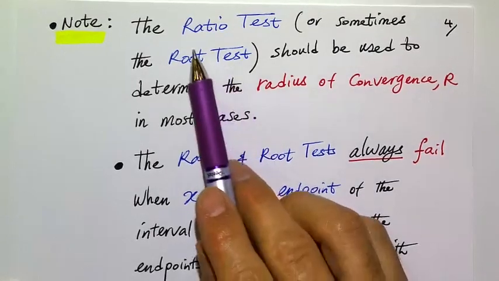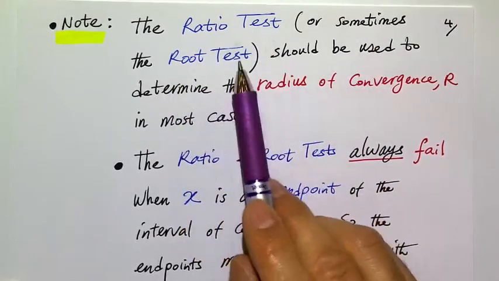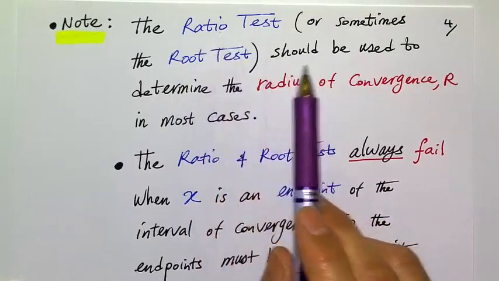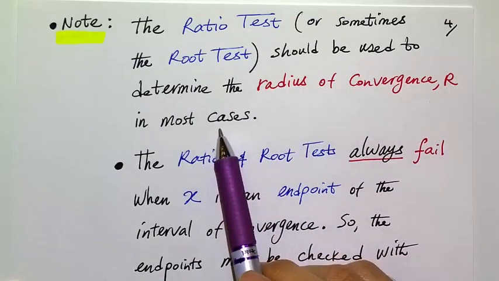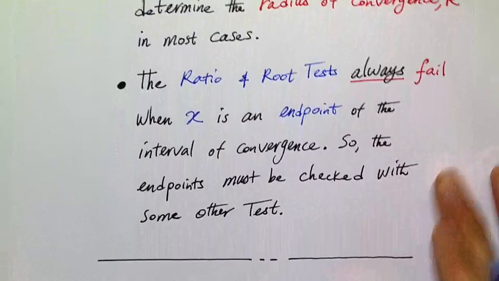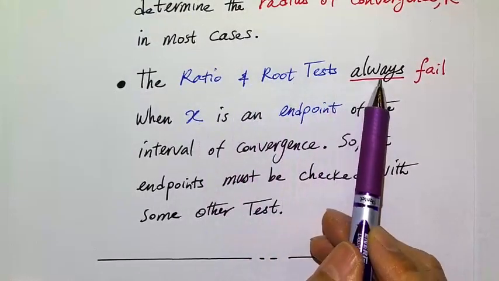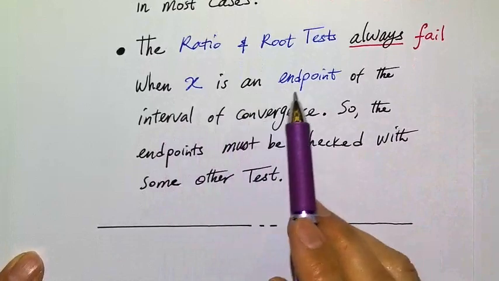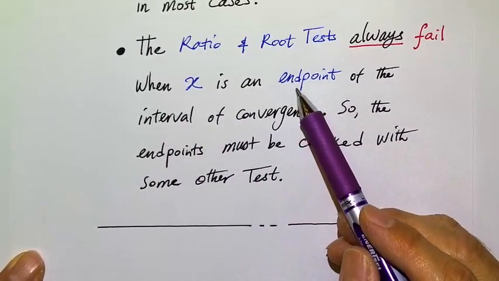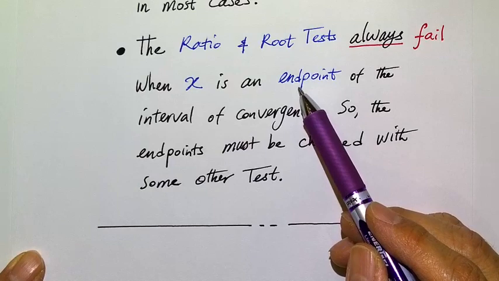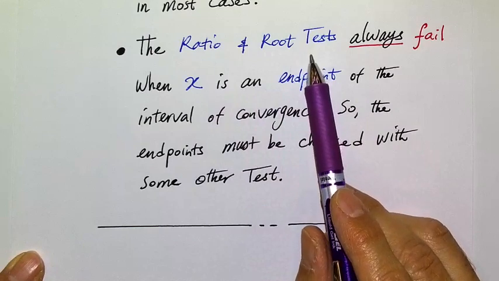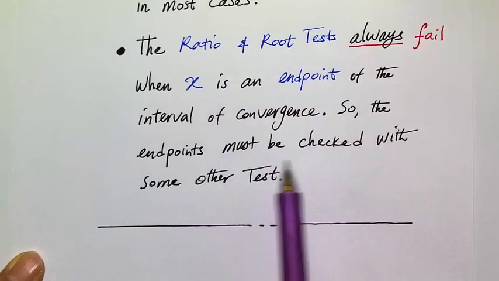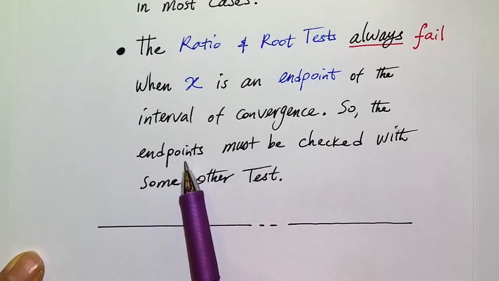So here's a note: the ratio test, or sometimes the root test, which is sometimes easier to apply than the ratio test, should be used to determine the radius of convergence r in most cases. And you'll see that we do that. The ratio and root tests always fail when x is an endpoint. So when we're investigating whether the series converges or diverges at the endpoints, we cannot use either the ratio test or the root test. We have to use other convergence tests for the endpoints.